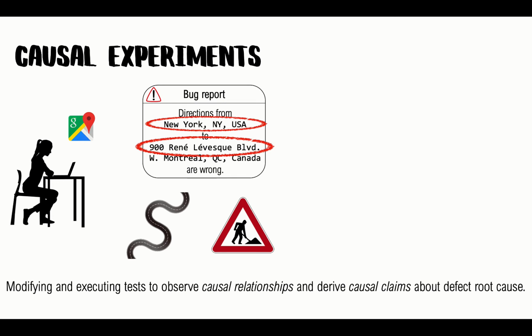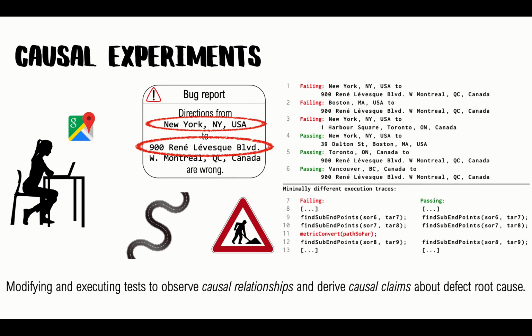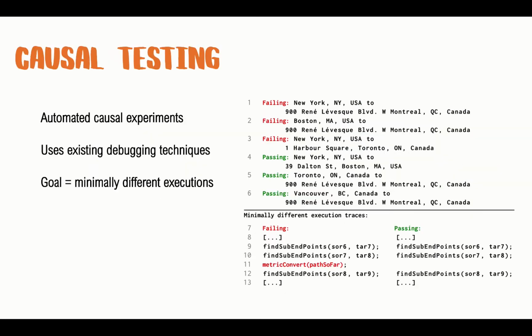Now, imagine a tool told you that certain inputs failed, but these other very similar inputs pass. Upon comparison, it quickly becomes clear that failing executions start and end in different countries, but passing ones start and end in the same. Therefore, we propose a way of automating causal experimentation, which we call causal testing. Causal testing uses existing debugging techniques, like testing and fuzzing, with the goal of providing minimally different executions that expose defect cause.